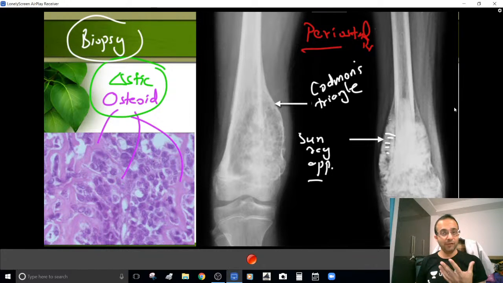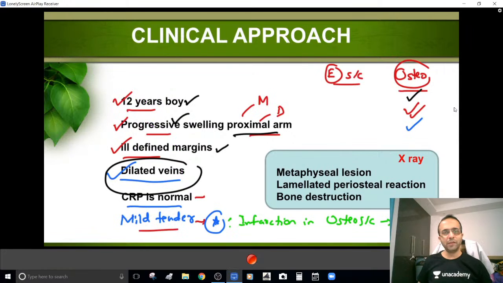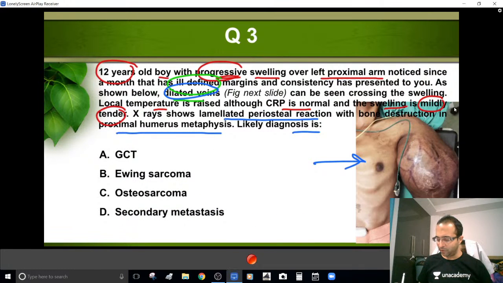It's very different from Ewing's where you had round cells, rosettes, that PNET type of biopsy. So if these things are given, they can be of additional help. But I hope you could very well make out that the information given in the question was good enough to tell you that you're dealing with the diagnosis of osteosarcoma.